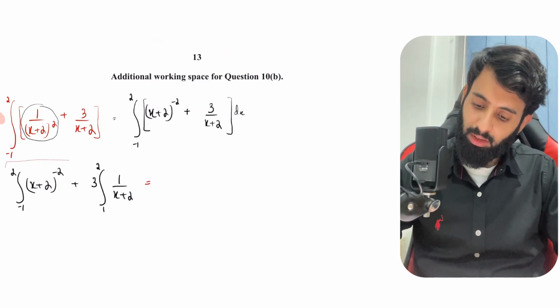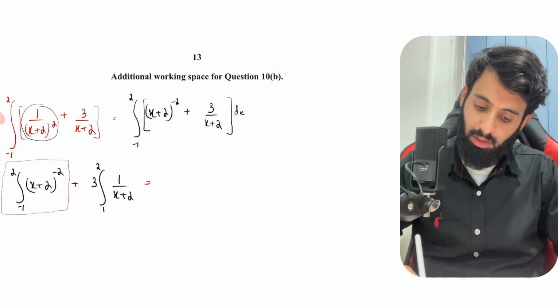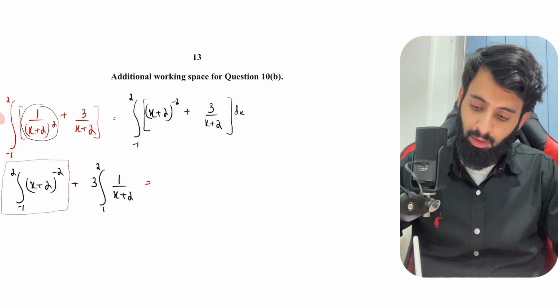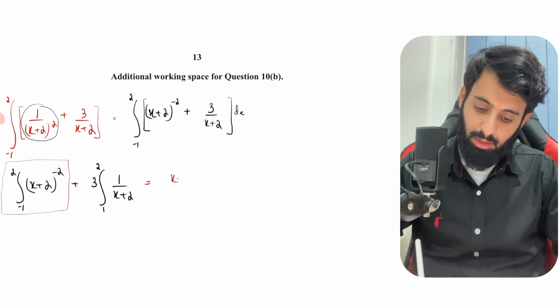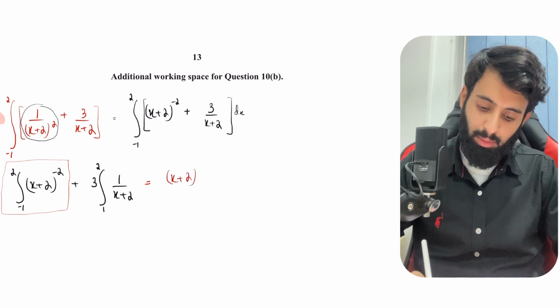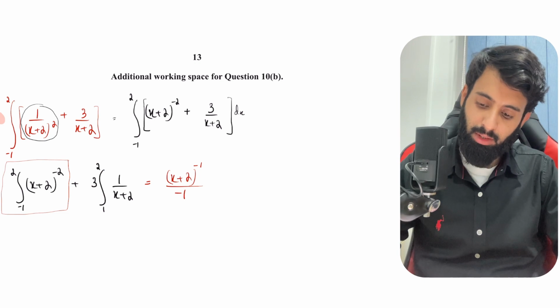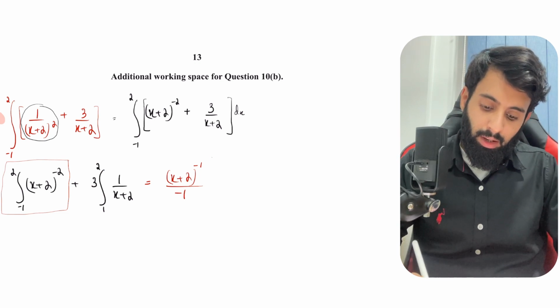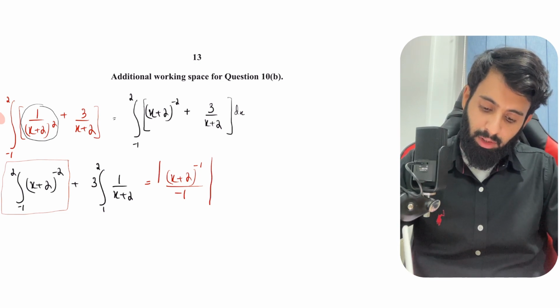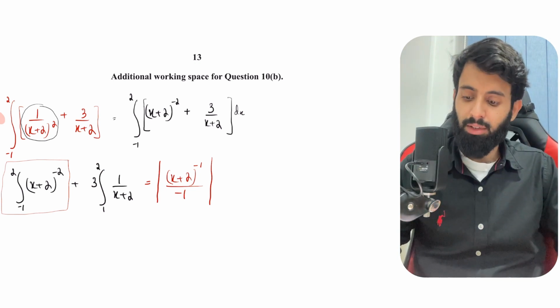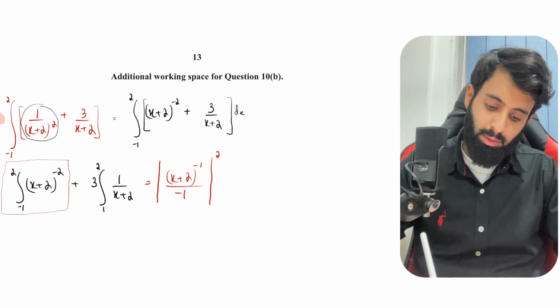So integrating this means that this would be x plus 2 to the power -2 plus 1. So that's just going to be -1. Okay, divide by the new power. So that's +1. And then we could plug in the limits over here also, or we could just integrate the entire function and then plug in the limits, okay? But I will do it step by step.